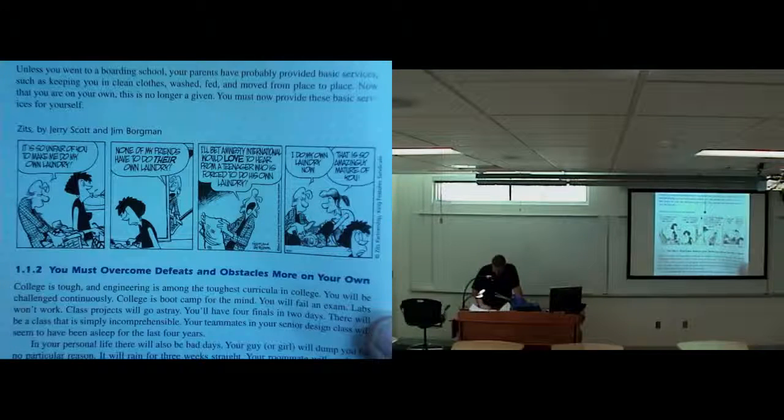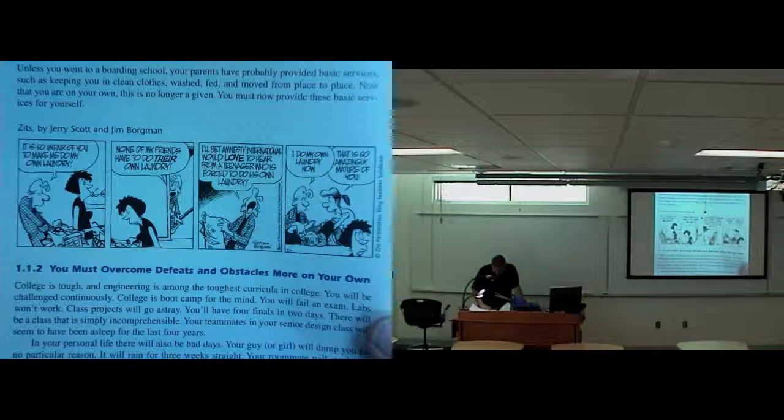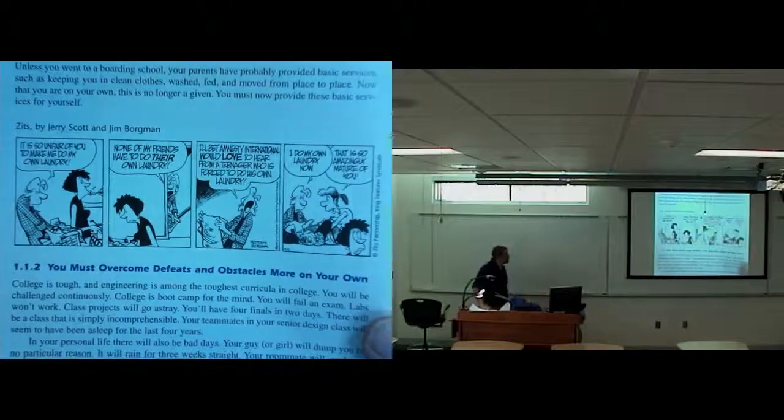Okay, so it says here, it's so unfair of you to make me do my own laundry. He's talking to his mother. None of my friends have to do their own laundry. And then he keeps on by saying, how about Amnesty International would love to hear from a teenager who's forced to do his own laundry. Then he talks to his girlfriend later and says, I do my own laundry now. And then she says, that is so amazingly mature of you.